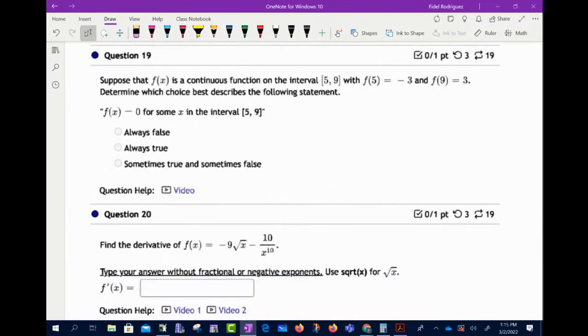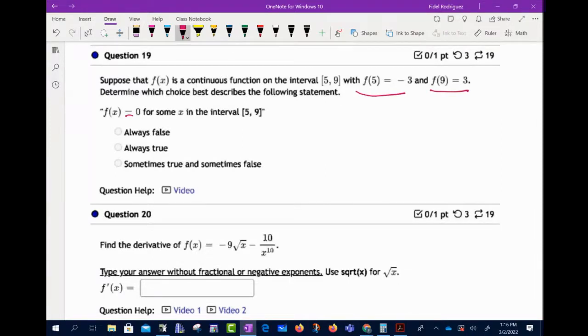It says, suppose f of x is a continuous function over the interval from 5 to 9, with f of 5 equal to negative 3 and f of 9 equal to 3. Determine which choice best describes the following statement. f of x is equal to 0 for some x in the interval from 5 to 9. Is this always false, always true, or sometimes true and sometimes false?